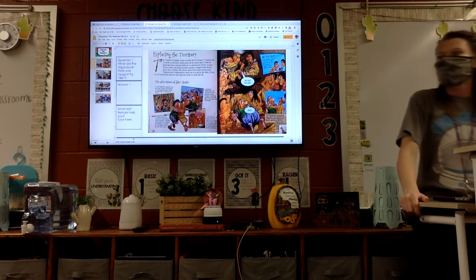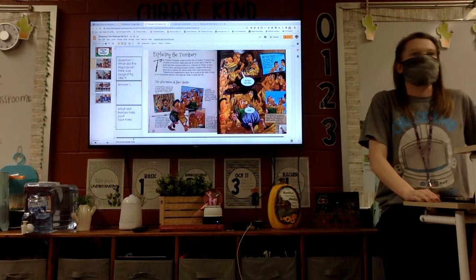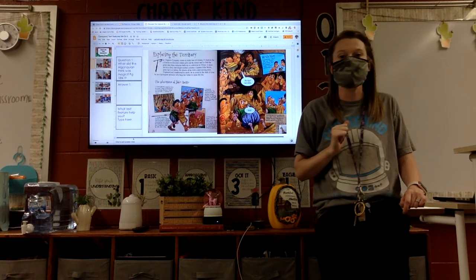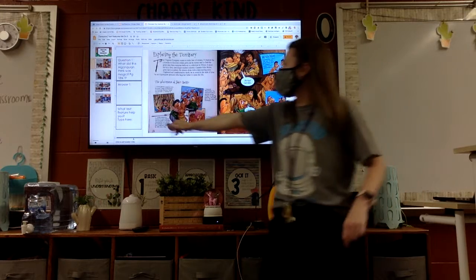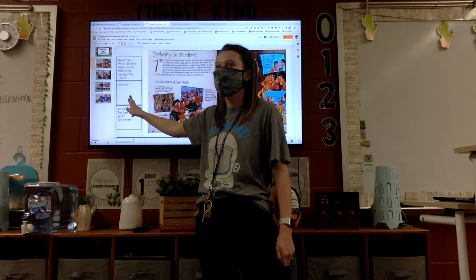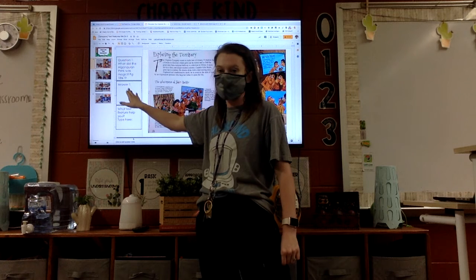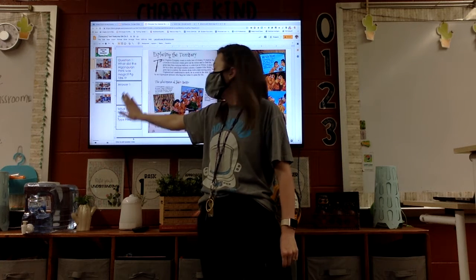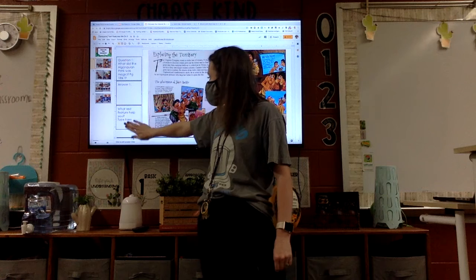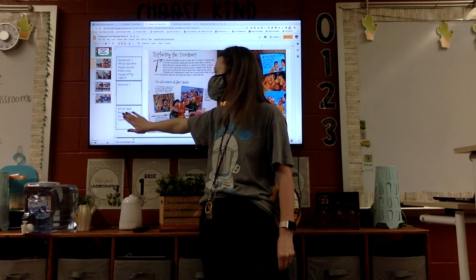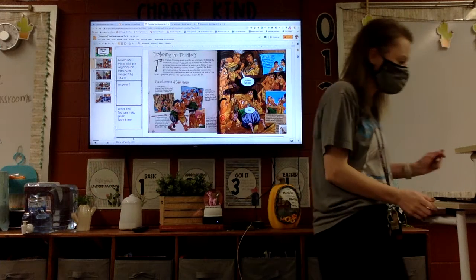Raising a hand. What did the Aliquin think was magic? Daisy. The compass. Show me if you agree. So what should I have typed here? The compass. Yeah, the Aliquin thought the compass was magic. That should be what's here. Okay, raising a hand. What text feature told me this answer? What text feature helped me with this answer? Ethan.